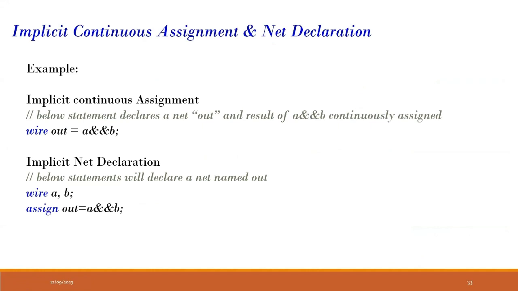So when we are declaring like this, this out is actually just a wire. Out is also just a wire. Over here also, it is a wire only. Both are assigned values and are of the wire type.